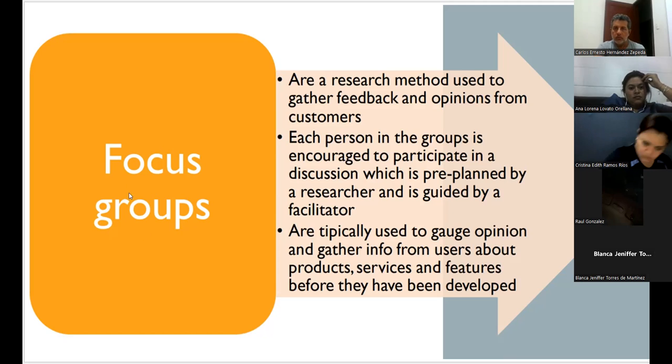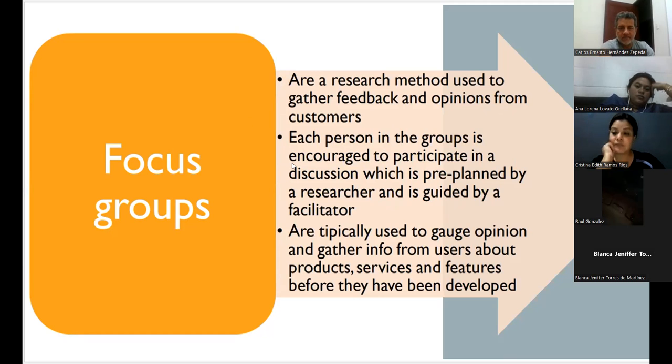What are focus groups? Focus groups are a research method used to gather feedback and opinions from customers. Each person in the group is encouraged to participate in a discussion, which is pre-planned by a researcher and is guided by a facilitator.